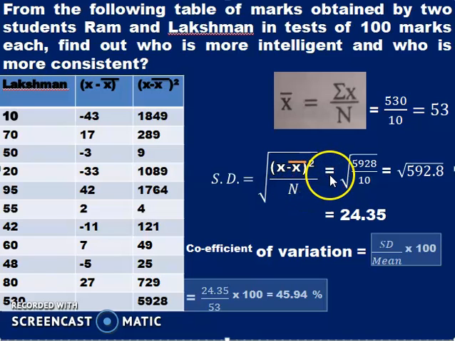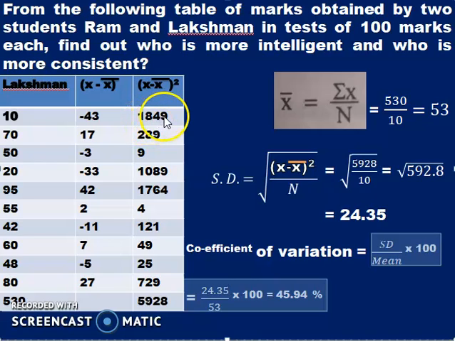So it's equal to... we have to find first the x minus x bar column. We have to subtract this x bar from each x value. Then we will be getting this x minus x bar as minus 43, 17, minus 3, minus 33, 42, 2, minus 11, 7, minus 5, 27. So we have to find the (x minus x bar) square to find the standard deviation.